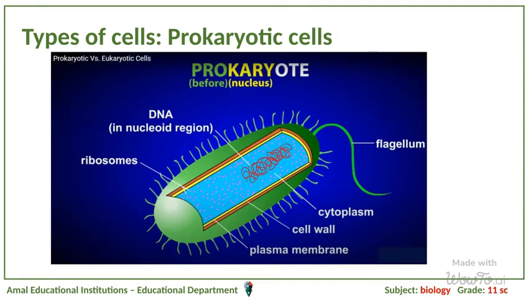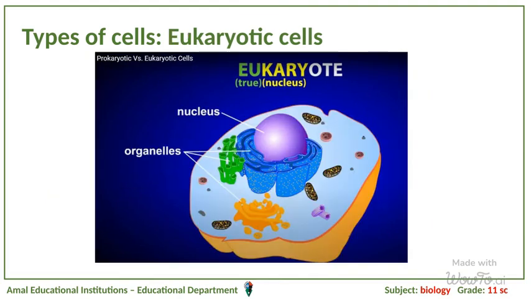A prokaryotic cell is a type of cell that lacks a distinct nucleus and membrane-bound organelles, making it simpler in structure compared to eukaryotic cells. A eukaryotic cell is a type of cell that is characterized by the presence of a true nucleus enclosed by a nuclear membrane, as well as other membrane-bound organelles.